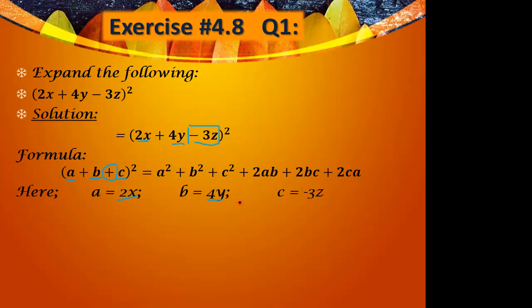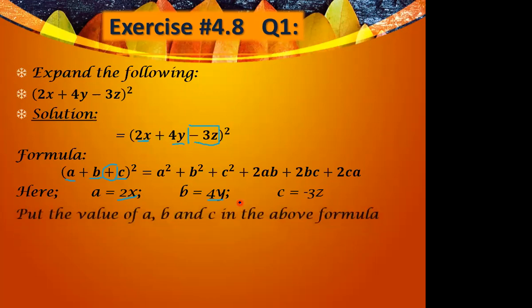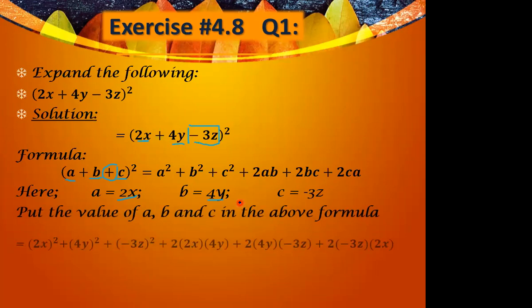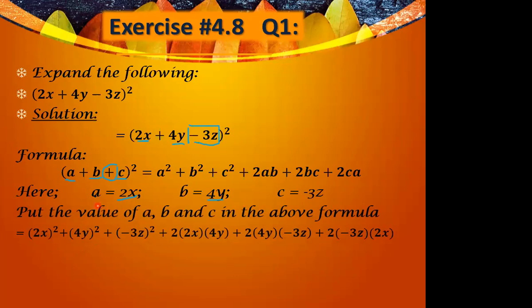Okay, now next, you are going to put the value of a, b and c in the above formula. So you will write here, put the value of a, b and c in above formula. Now instead of a, this whole term is now equal to a square. Okay, now what is your a square? Take the square of term a. So what is term a? That is this one. So inside the bracket you will write 2x and its whole square.